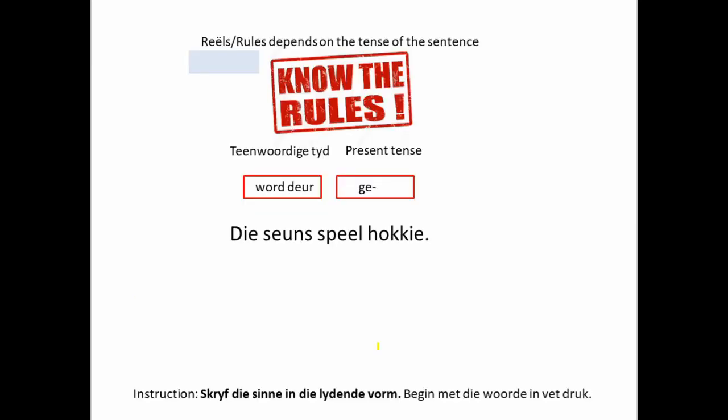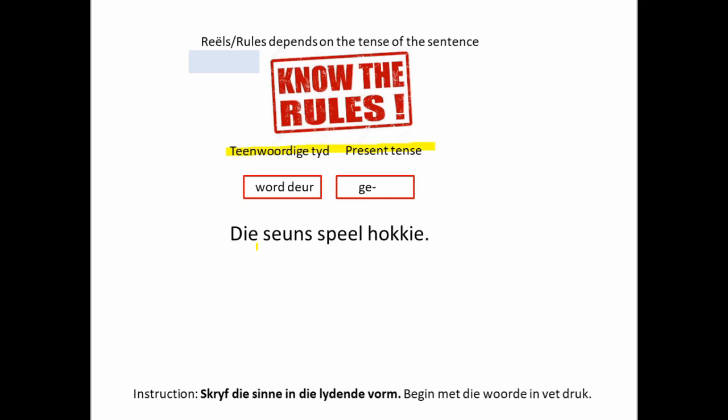So, in Afrikaans, you need to know the rules. So, for Lydende vorm, you need to learn the rules for each tense. If you don't learn and know the rules, you are going to struggle. The rules for a sentence that is written in present tense is like this.